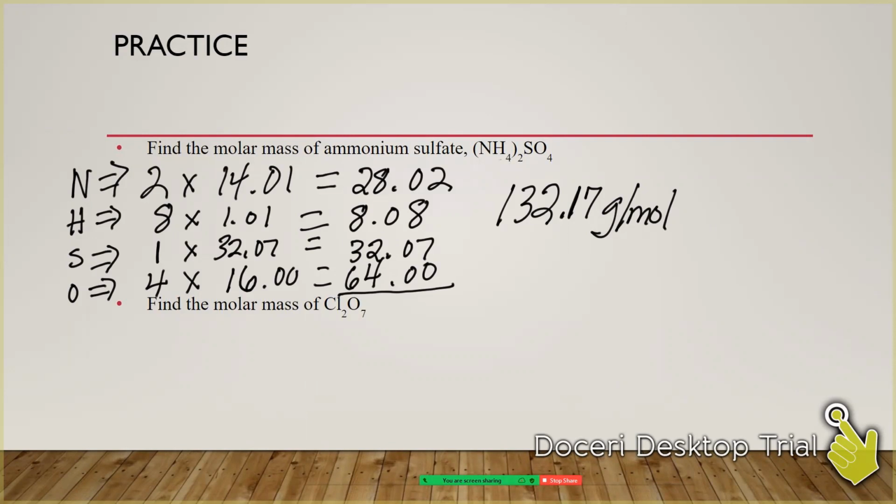All right, what'd y'all get on that one? 182.90, right? 182.90, yes, grams per mole. And I just tacked on that 0 so it would have the 2 places behind the decimal.